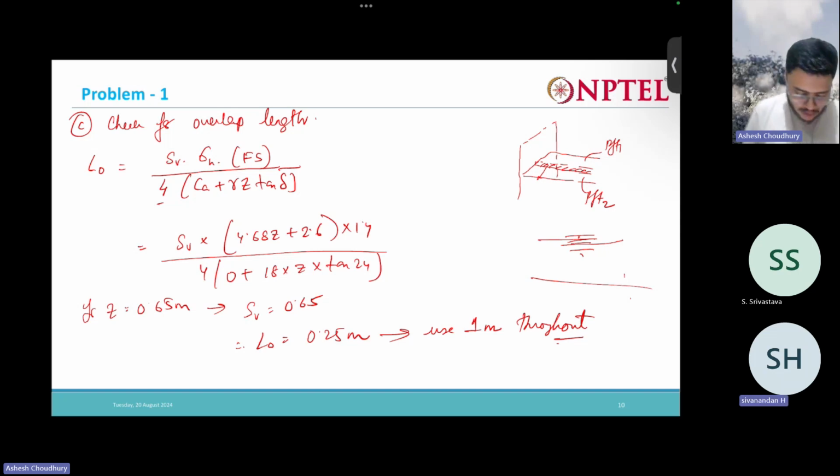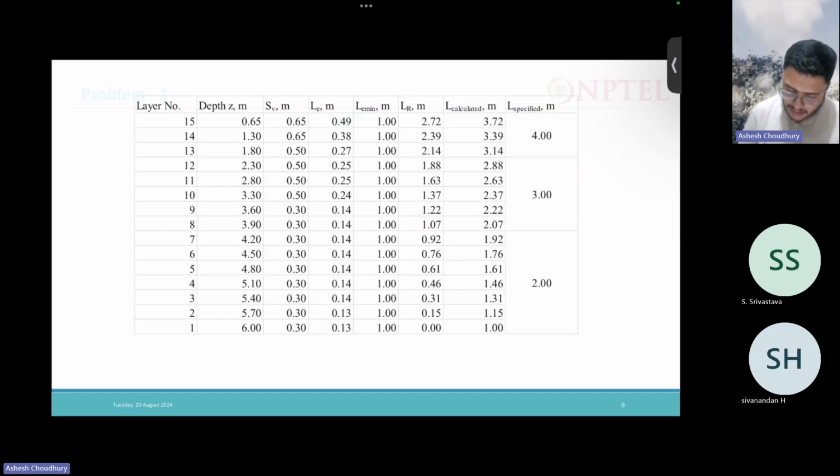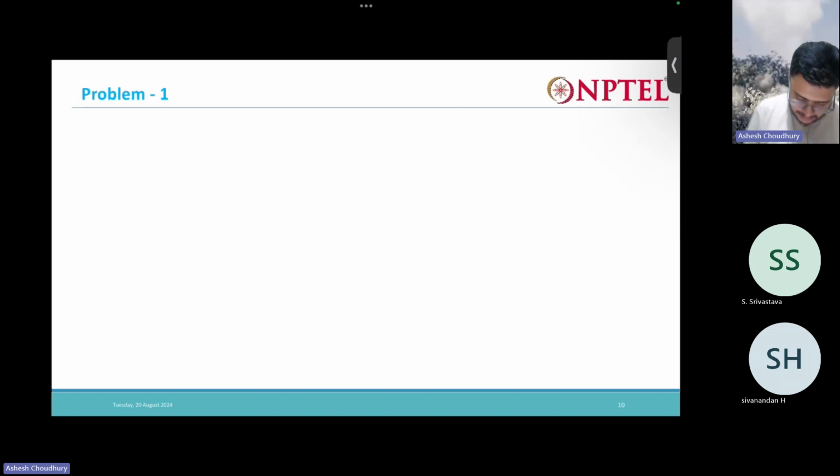Right, now let us draw the final figure, whatever we have decided. So this is our design. For the lower layers, the length is 2 meter, then the middle is 3 meter length, and the top has 4 meter length. Okay, so let us see.